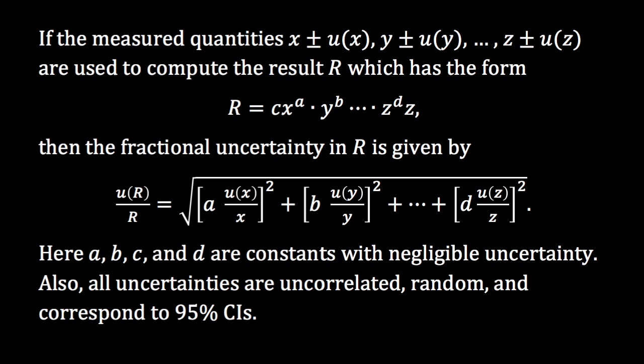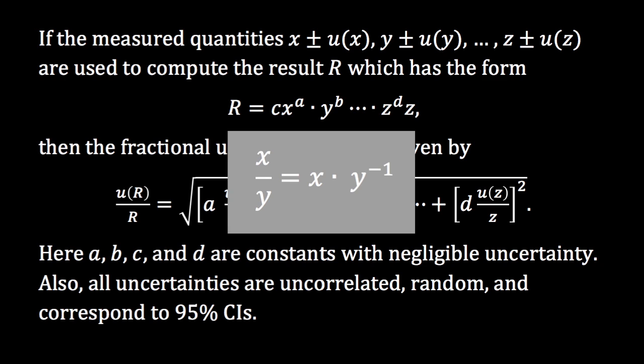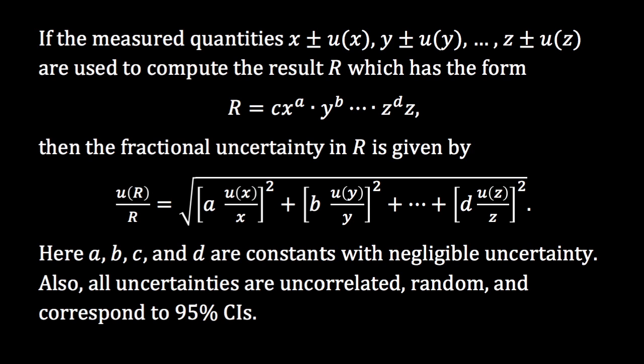where a, b, and c, and so forth up to d are constants with no uncertainty, such as 2 or minus 1, which is how we divide two terms. X divided by y is the same as x times y raised to the minus 1 power. Then the fractional uncertainty in r is given by the square root of the sum of the squares of the fractional uncertainties, where we multiply each uncertainty by the exponent constants. Make sure that all uncertainties are 95% CIs and are random and uncorrelated.